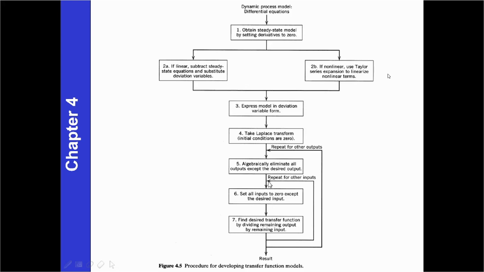And from there to step 6, we set all inputs to 0 except the desired input. And step 7, we find the desired transfer function by dividing the remaining output by the remaining input, and therefore we get the results. If you did not get the results, probably you need to repeat for other inputs, or you can also repeat for other outputs as well. And again, one more time.